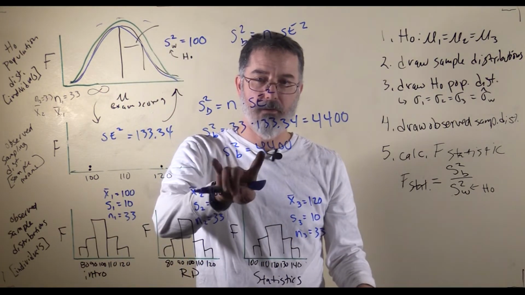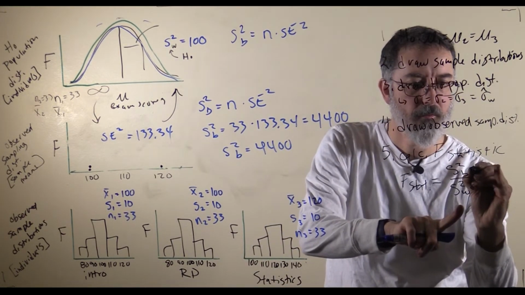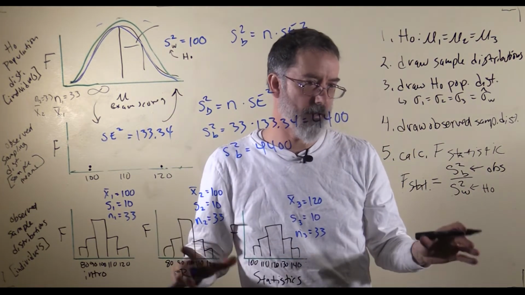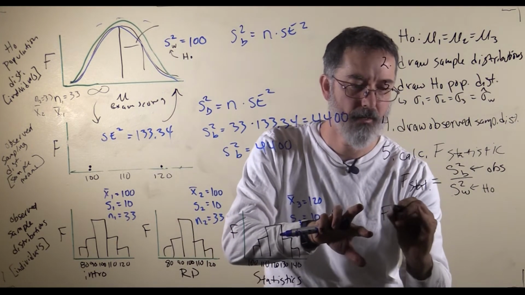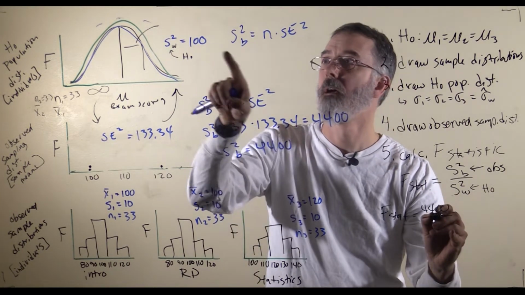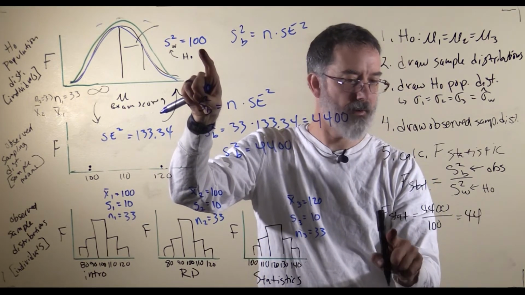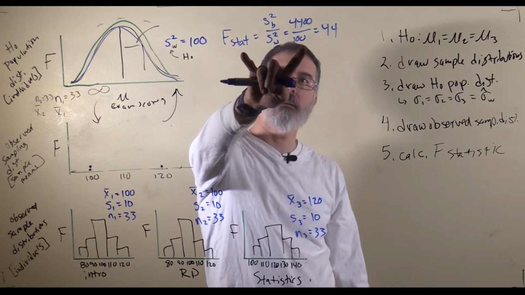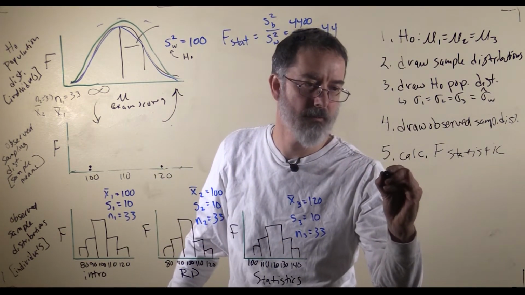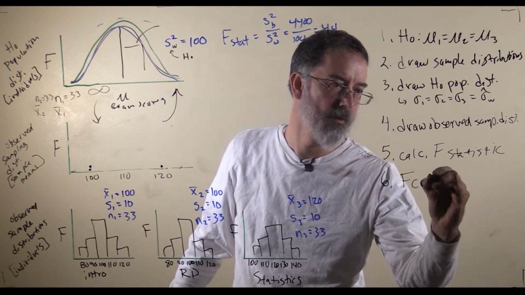So now that we've calculated our observed variance between, we can calculate our F statistic for this data. So here our F statistic equals 4,400 divided by 100. So here we have an F of 44. I've rewritten our F statistic up here, and our next step is going to be to calculate our critical value, in this case our F critical value.